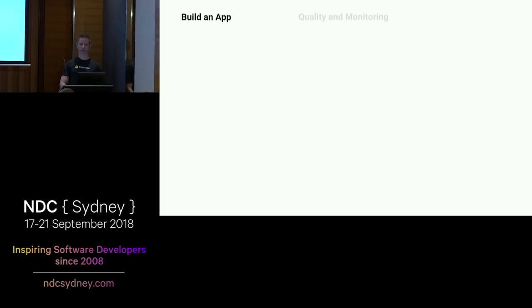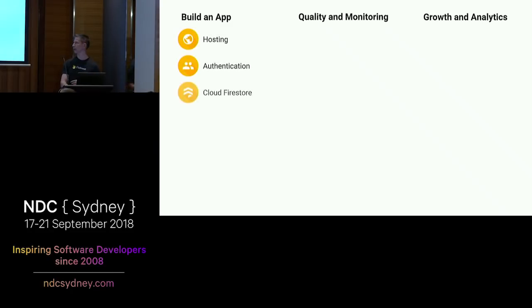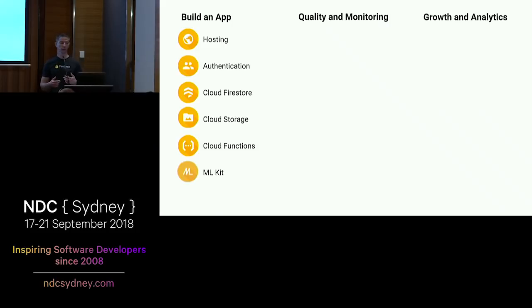So we're going to talk about the 3 things that Google does. They'll build an app, they'll do quality and monitoring, and they'll do growth and analytics. And if you go to their website, these are kind of the things they say they do. I'm really focused on building an app today. And that's talking about hosting, authentication, cloud Firestore, cloud storage, cloud functions, and their new machine learning kit that you can use in the client as well.